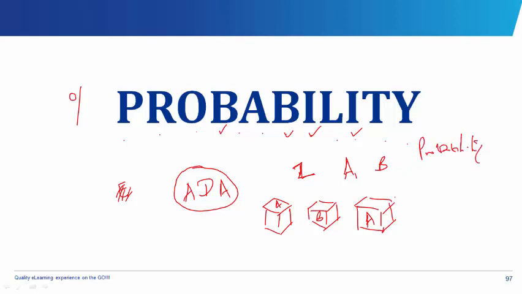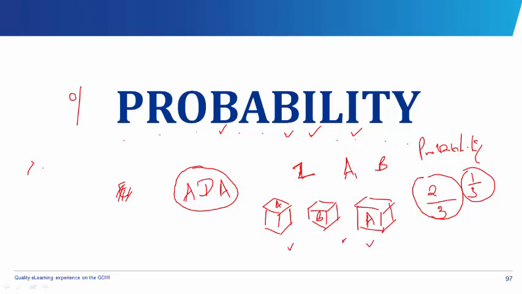Now to calculate the probability, we first have to look at the number of objects we have. So here we have 1, 2, 3. We have 3 objects. Then A occurs how many times? 1, 2. Therefore A has a 2/3 chance of being chosen, and B has a 1/3 chance of being chosen.